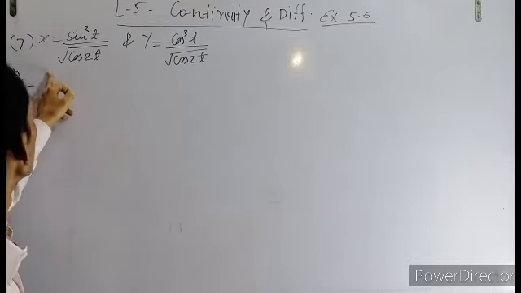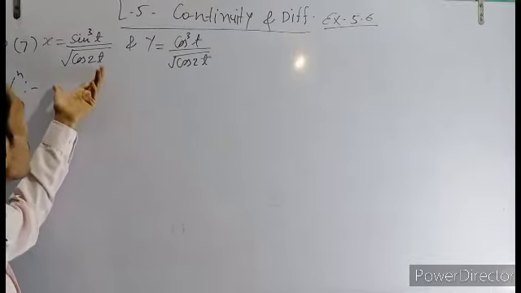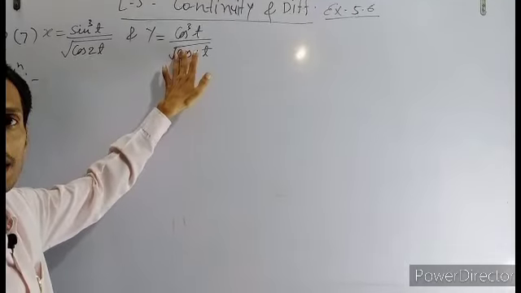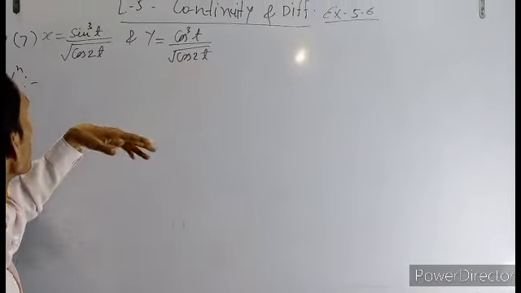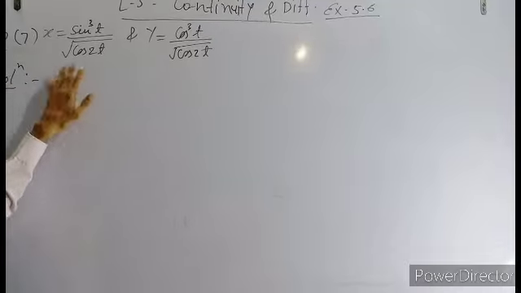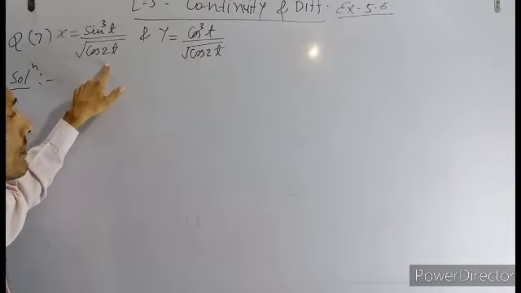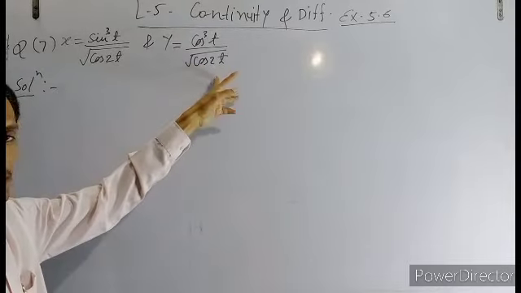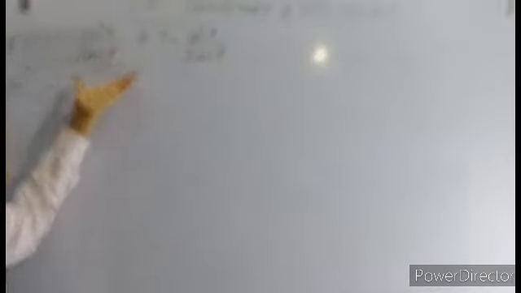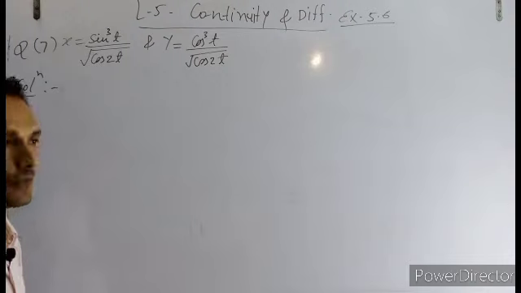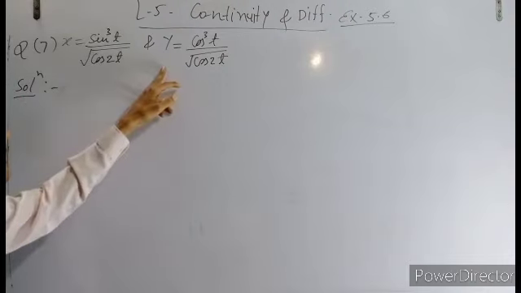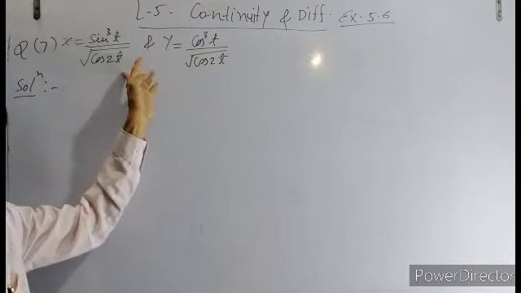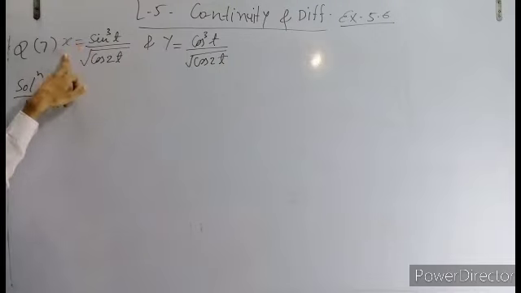Question number 7 is given in this way: x equals this one and y equals this one. So we have to find the derivative of this parametric function. You can see that x is a function of t and y is also a function of t. This type of function is called a parametric function, meaning two variables are given in terms of a third variable. x and y are the dependent variables and t is the independent variable.